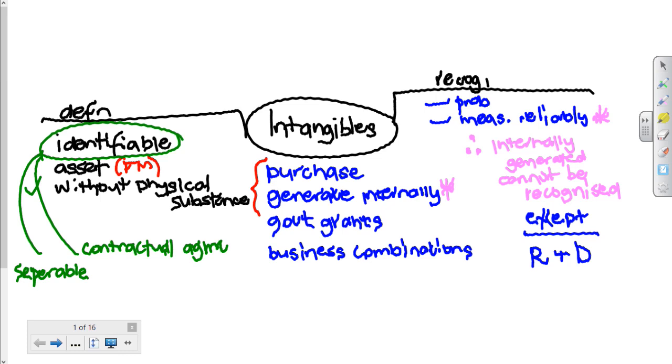And the only costs that we are allowed to recognize as intangibles are the purchased ones in terms of a contract, and then the internally generated only research and development, and we're going to talk about that in more detail. All right, so definition, recognition. We then move on to measurement.